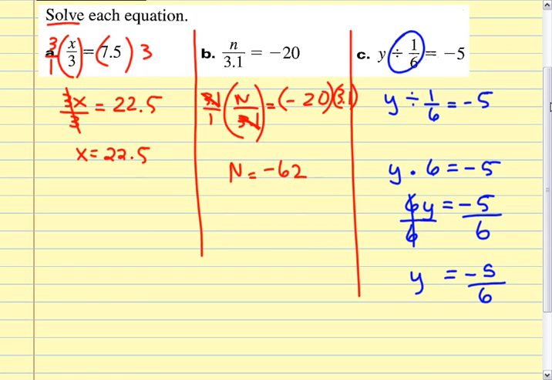You have to remember the rule. Whenever I'm dividing by a fraction, I am multiplying by its reciprocal. So when it says y divided by 1/6, what it's really saying is y times 6. And I solve it that way. And we know how to do this, don't we? We did that for the last section. Okay? Great job there. Let's look at the next example.